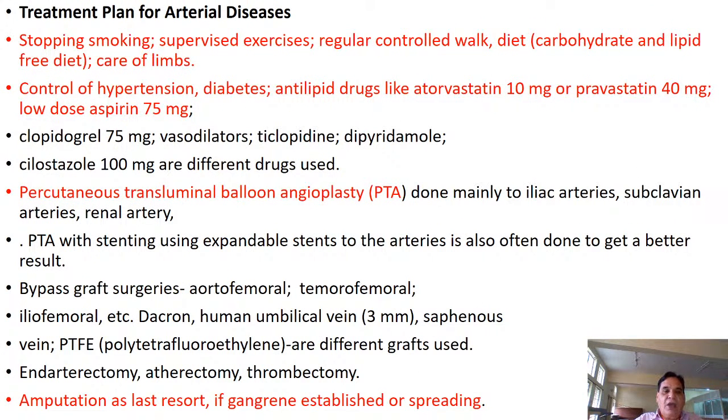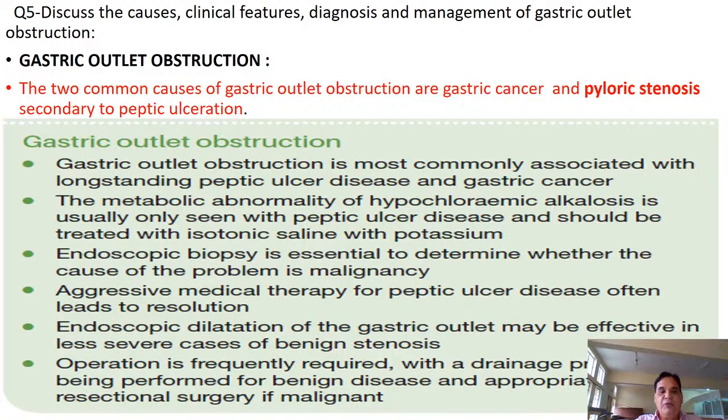Now, what is the plan? The routine plan for all arterial diseases: stop smoking, exercises, controlled walking and diet, control hypertension, control diabetes, and drugs like atorvastatin or pravastatin, clopidogrel, cilostazol. Mainly we have considered these drugs for Buerger disease, and PTA, percutaneous transluminal balloon angioplasty, is the treatment of choice for all types of embolism, and amputation is a last resort if the gangrene is established or spreading. This is how the management of acute limb ischemia goes.